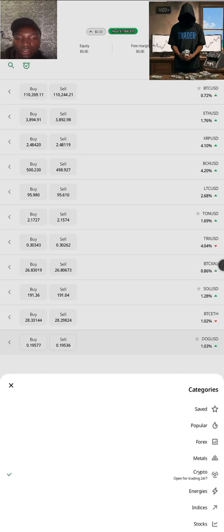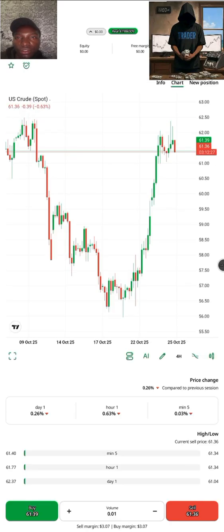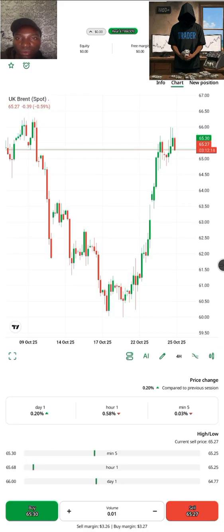The next one is energies. These are petroleum, US crude. You can just invest with that. For this, it is $3.7. The next one, what is it? UK Brent. You can just trade with $3.26.